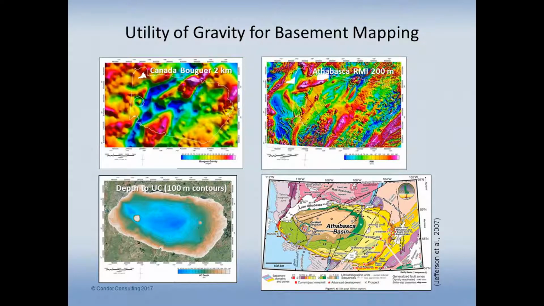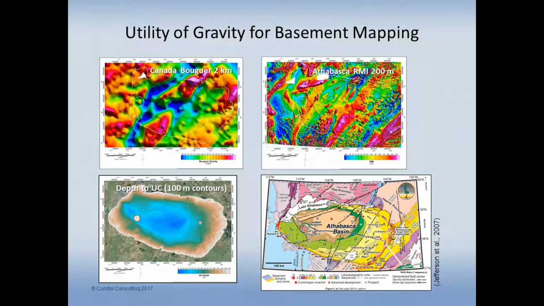I thought I should put something into contrast with the magnetic data acquisition. So I took the Athabasca 200-meter compilation on the upper right, and that's the Canada Bouguer compilation at 2 kilometer spacing on the left. I didn't have a polygon of the Alberta side of the basin, so I apologize if anybody's interested in that bit.